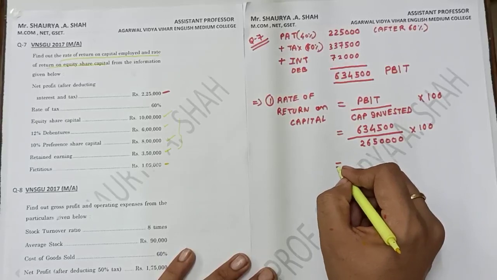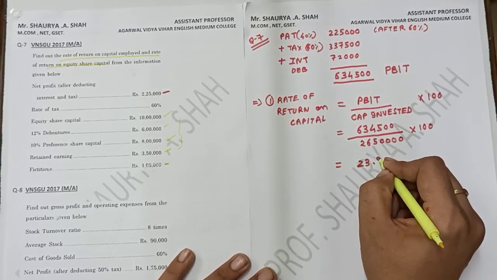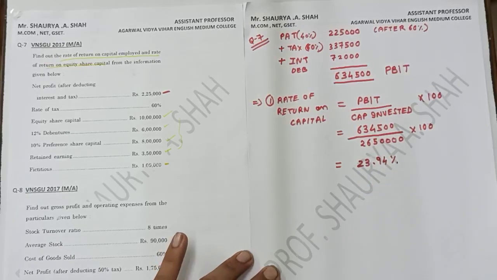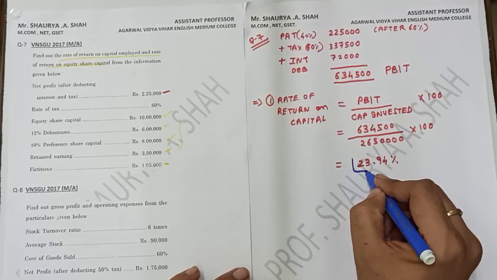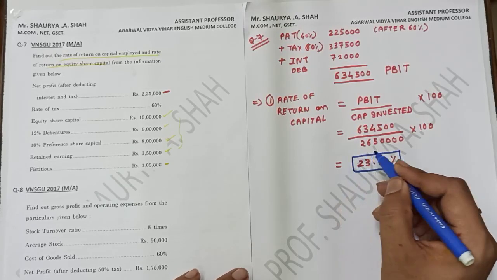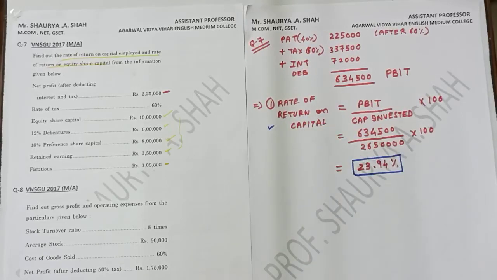So when I solve this, I will get the answer of 23.95%. That is my first answer, students, right? So 23.94% is asked in your sum, that is rate of return on capital. Rate of return on capital. I suppose it is clear to every student.